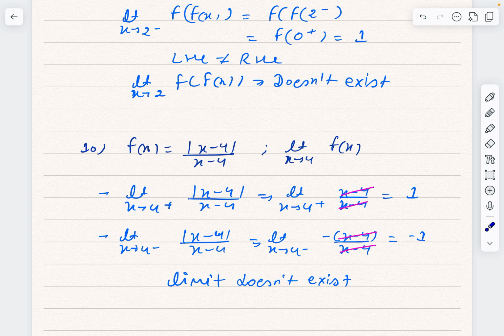I hope it makes sense, guys. This is an important point. Whenever we say limit x tends to 4 positive or 4 negative or even x tends to 4, x is not exactly 4, it's very near to 4. So if it comes out to be 0 by 0, we can cancel here. And when x tends to 4 negative, the mod will open with a negative sign. Again, you cancel out, but you get minus 1. So in this case also, the limit does not exist. I hope it is clear, guys. Next.